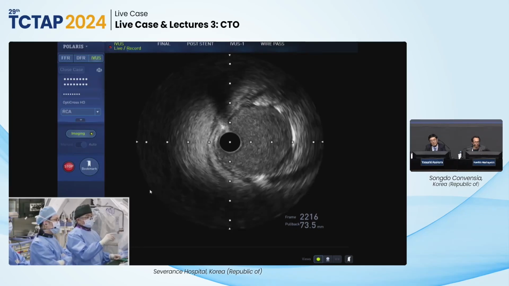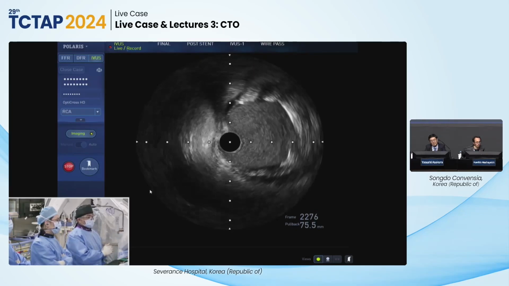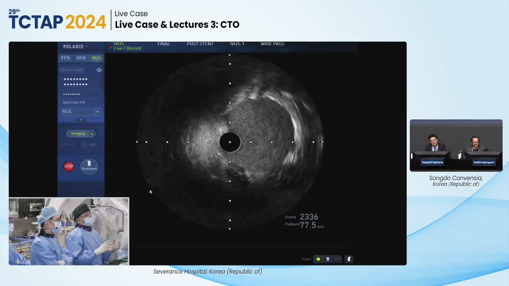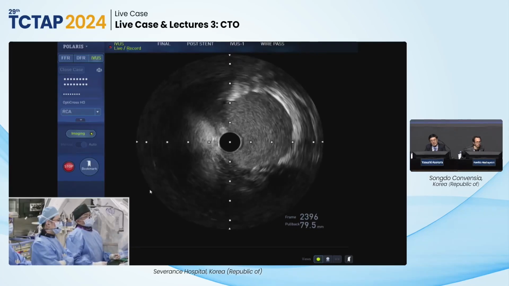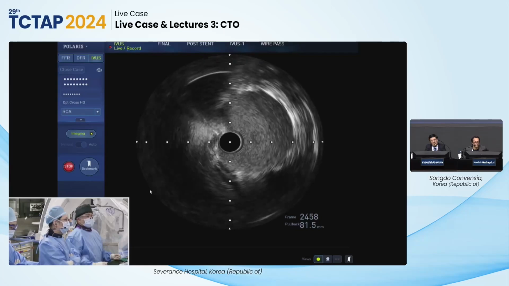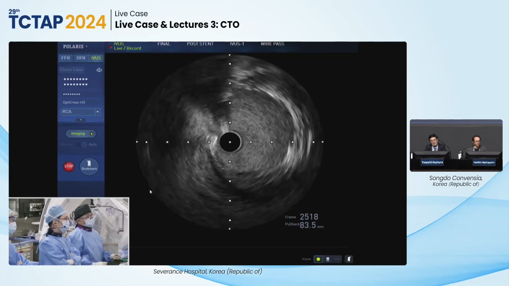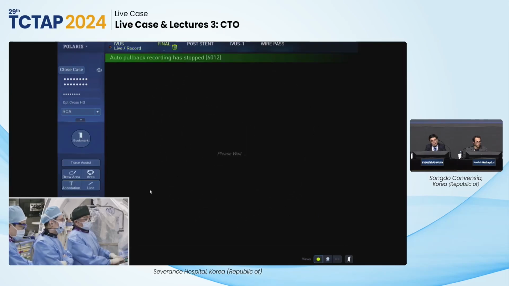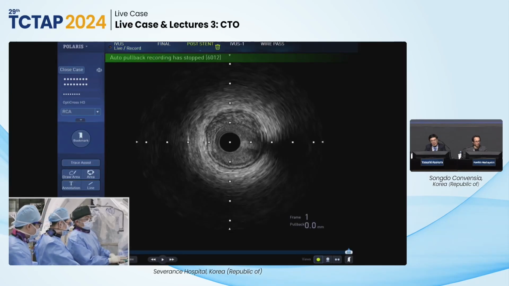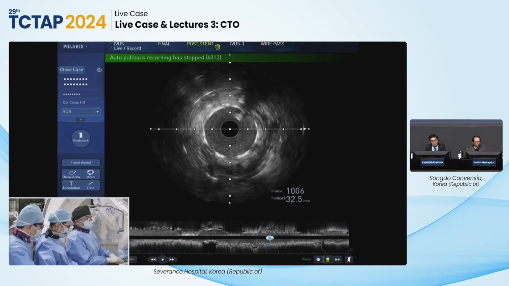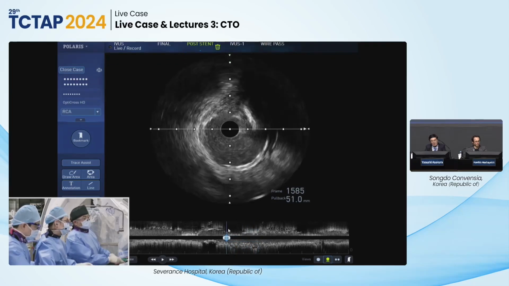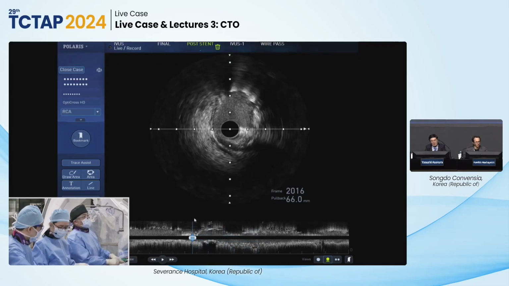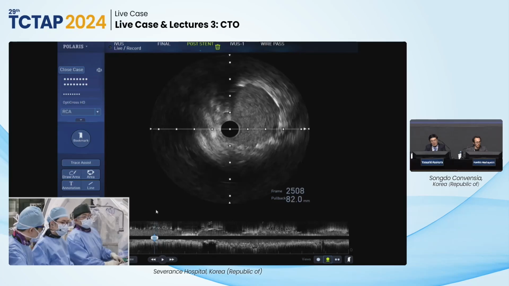So, in this situation, usually I increase the pressure more. So maybe the area is about 5 or 50 or something. So, okay. A little bit more dilate the middle portion. So could you check the MSA area?